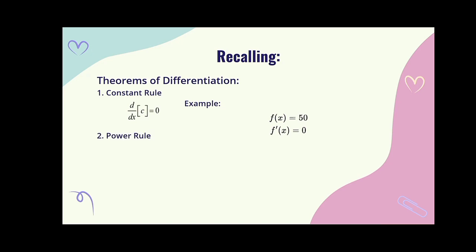The second one is the power rule. Here, we have an example equation, which is x raised to 2, or x squared. We will derive this by subtracting 1 from the exponent, which is 2. Then 2 minus 1 is equal to 1. Then the exponent 2, we will multiply it to the coefficient of the variable x, which is 1. So 2 times 1 is equal to 2. So the answer is 2x raised to 1, or is equal to 2x.